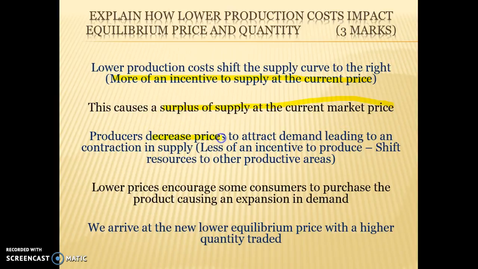We decrease prices. And this will lead to an expansion in demand, or it'll attract more demand, and a contraction in supply because there's less of an incentive to produce. Or we will shift resources to other productive areas once the product price goes down. And therefore we will end up at a lower equilibrium price and a higher equilibrium quantity traded because of the lower production costs. So we may be producing cheesecake and the price of cheese has gone down. That's led to a lower equilibrium price and a higher equilibrium quantity traded.